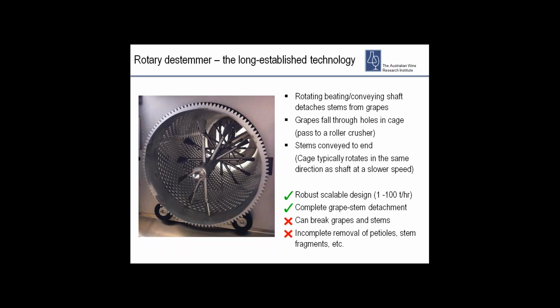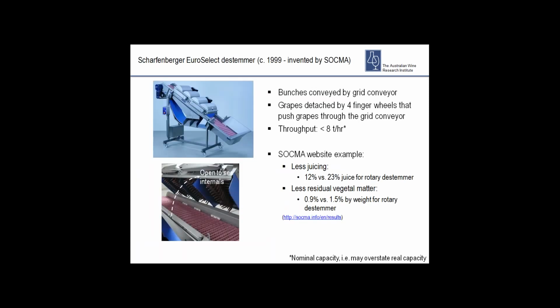Generally, they're pretty effective at removing grapes from stems. The downsides are that they can break some grapes and stems, depending on how they're operated, and petioles and stem fragments can fall through the holes in the cage. There have been incremental improvements in rotary destemmers with time, but it wasn't until relatively recently, around 2000 or so, that destemmers working using fundamentally different principles started to become more available. So probably the first development that I see looking at the literature is around 1999.